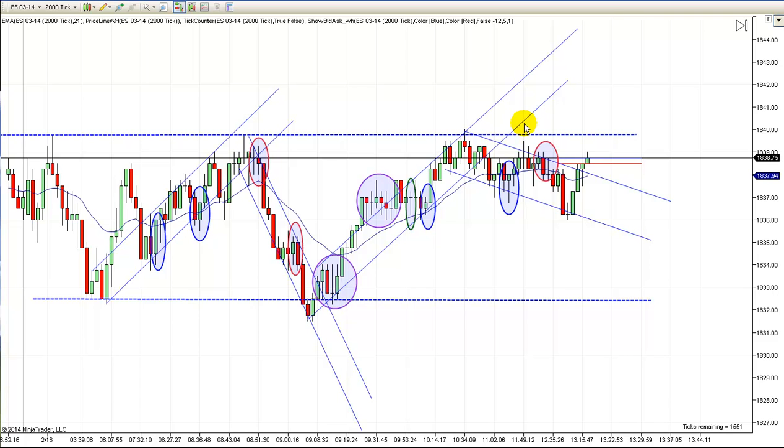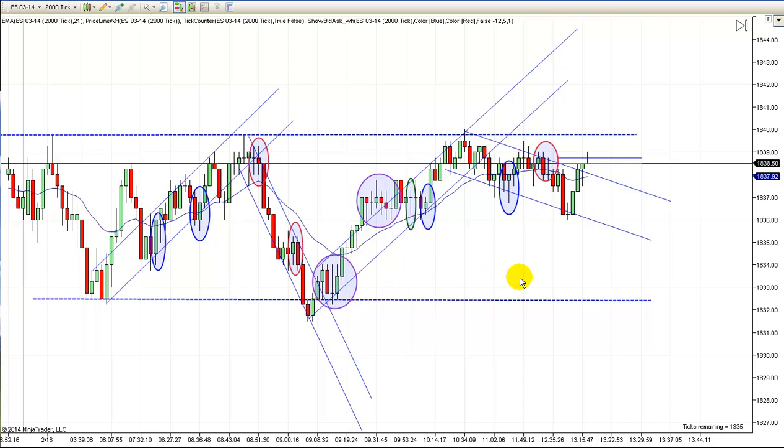So you got to be a lot more careful lately going short off the highs of the range. The going long off the lows tends to be the sure thing. And the one up here, you got to wait on the right setup.